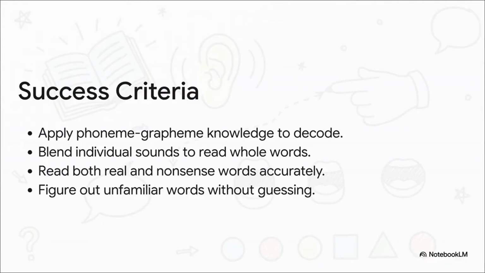So here's the bottom line. These are your success criteria. This is what you're looking and listening for. That first one, apply phoneme-grapheme knowledge, just means they connect the sounds to the letters. During your lesson, you're on the lookout for kids demonstrating these specific skills. This is your rubric for success.